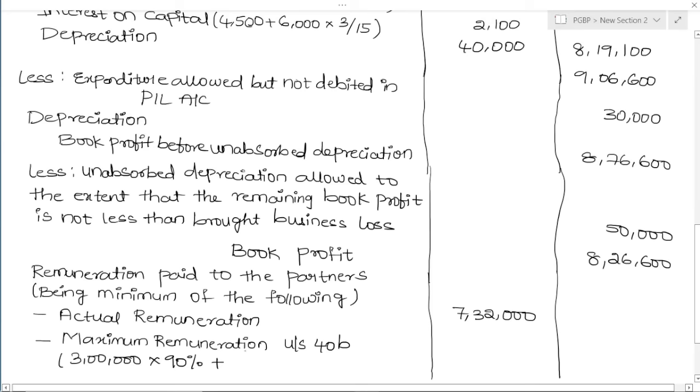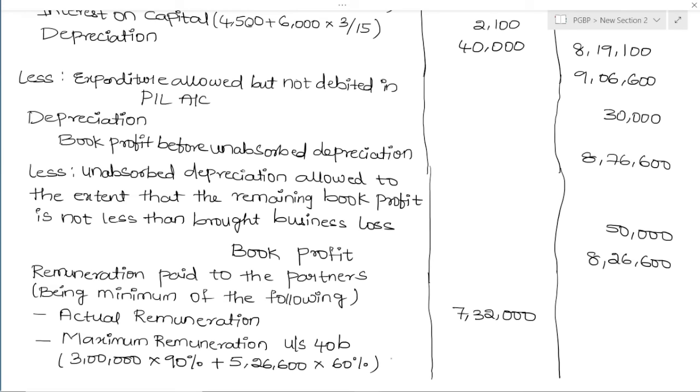So we wrote maximum remuneration under section 40B, 3 lakhs into 90% plus. Now what is extra? We have total book profit of 8,26,600. From that 3 lakhs we will reduce. So 5,26,600 should be there, right? So plus 5,26,600 into 60%. So we have 3 lakhs into 90% plus 5,26,600 into 60%. When we calculate, we reach 5,85,960.